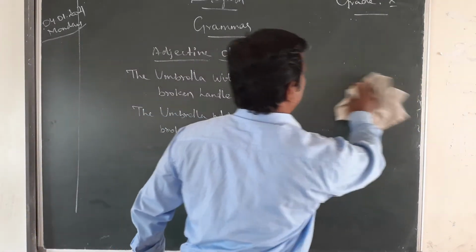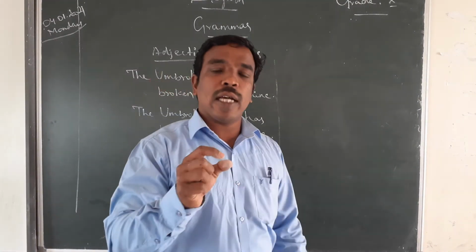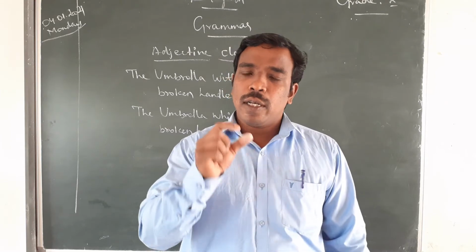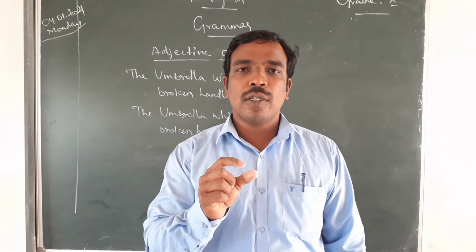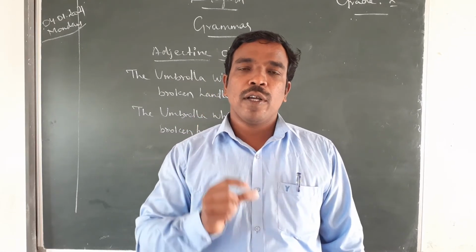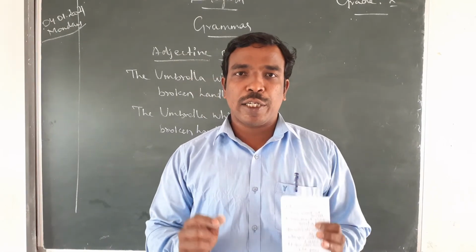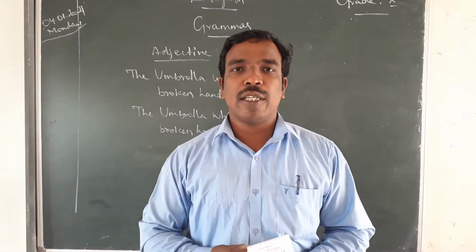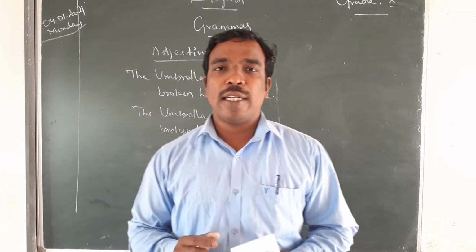So we are moving into this adjective class. So the definition, that is part of these rules. The definition is also important. You should know the definition. An adjective class is a group of words which forms the part of a large sentence, which has a subject and a finite verb, and does the work of an adjective. Have you understood? What is the adjective class? A group of words.